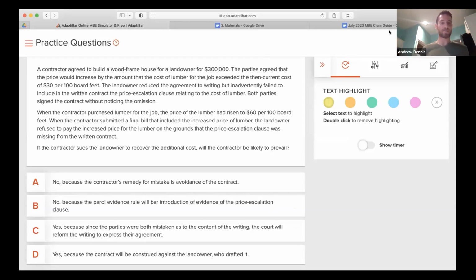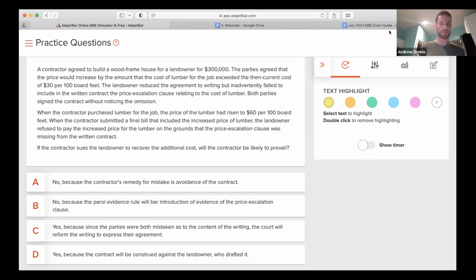A contractor agreed to build a wood frame house for a landowner for $300,000. The parties agreed that the price would increase by the amount that the cost of lumber for the job exceeded the then current cost of $30 per $100 board feet. The landowner reduced the agreement to writing, but inadvertently failed to include in the written contract the pre-escalation clause relating to the cost of lumber. Both parties signed the contract without noticing the omission.